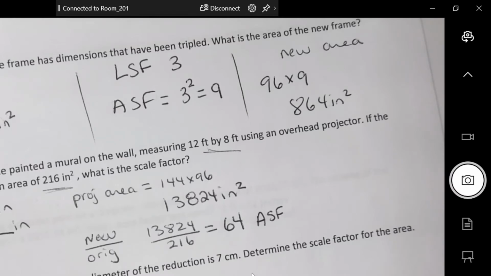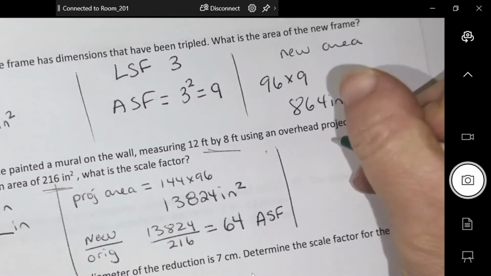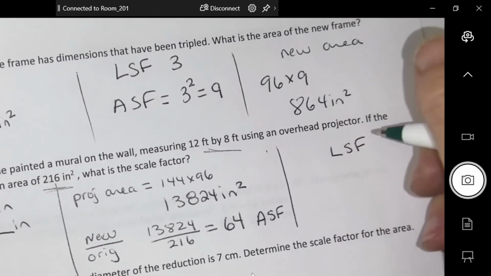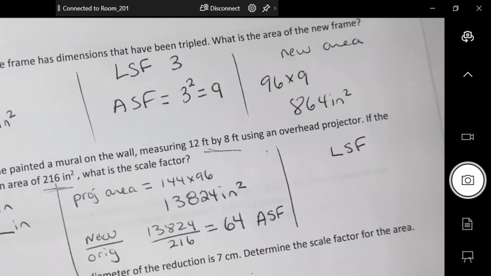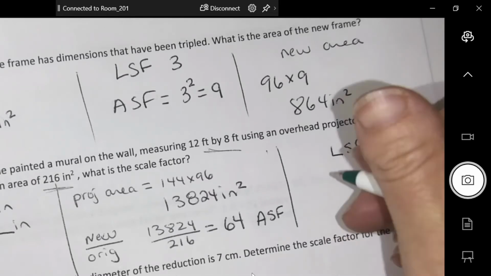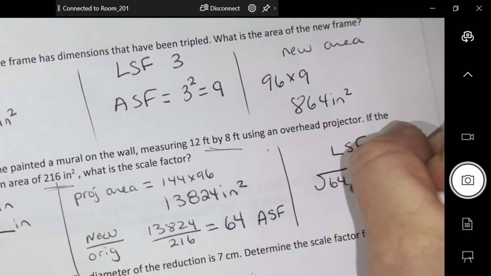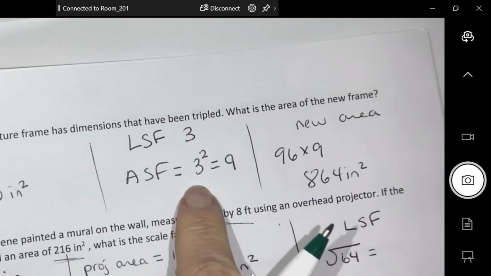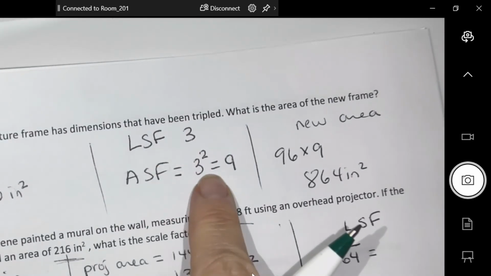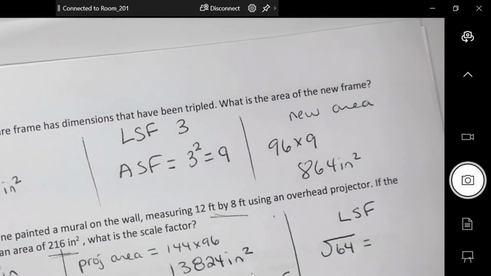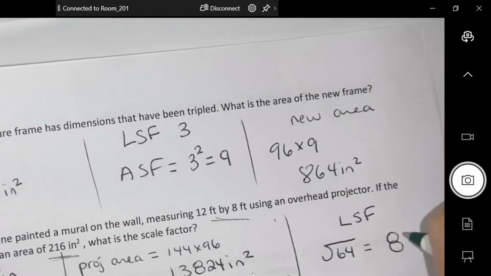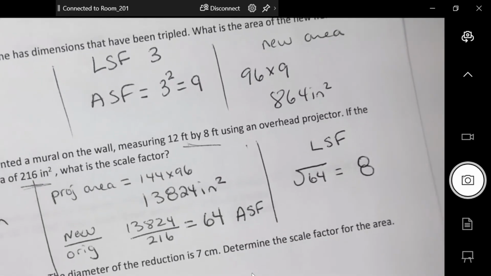So what's the scale factor on how the sides are changing? I want the linear scale factor. So now how do I go back from area to linear? The square root. So last time, remember here, we went from linear to area, we squared, now we square root, going back the other way. So the linear scale factor is 8.